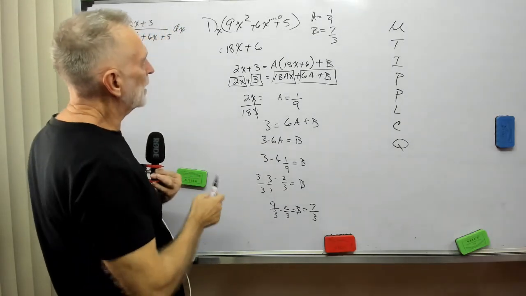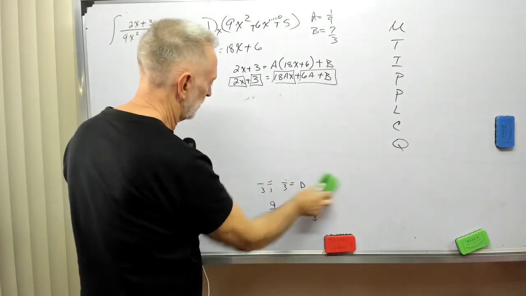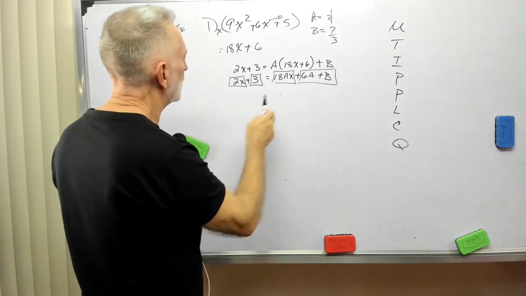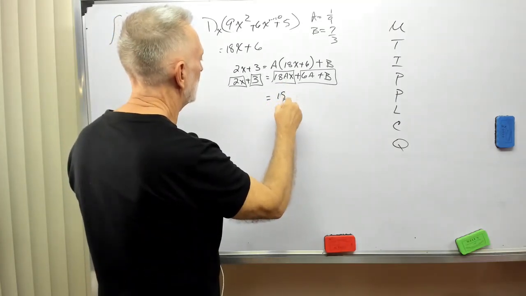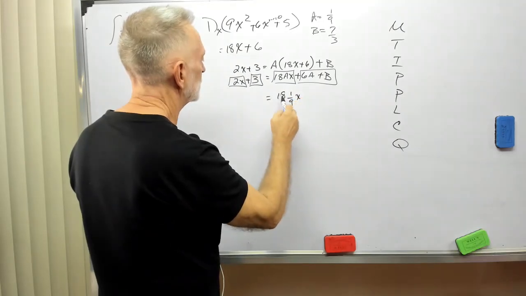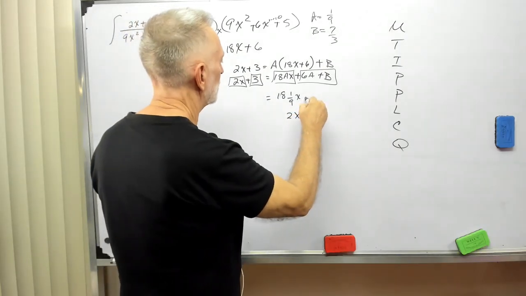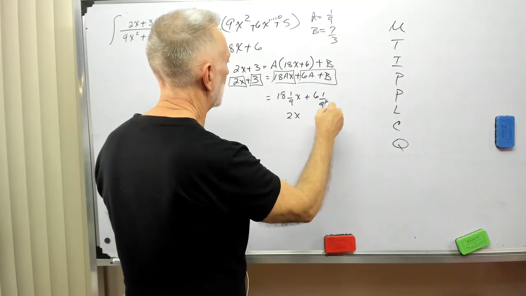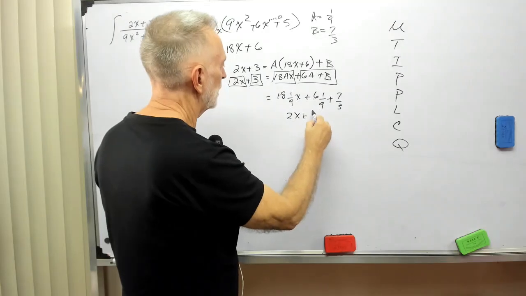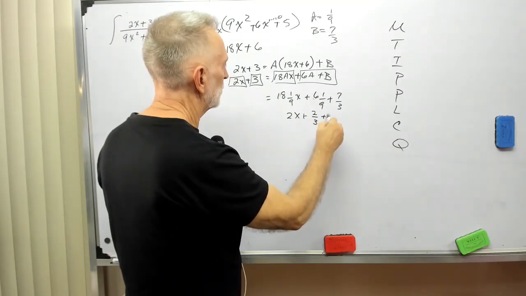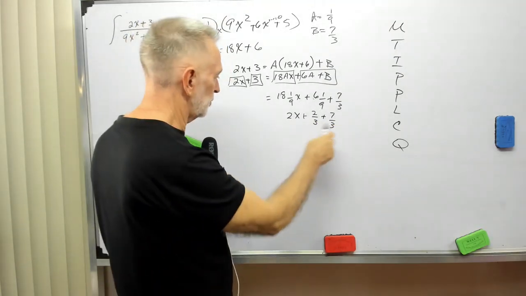Now if we were to go back and put that in, let's do that just to make certain. So a, 18 times 1 over 9x, so 18 over 9 is 2, so that equals 2x, plus 6 times 1 over 9 plus 7/3. 6 over 9 is 2/3 plus 7/3. That's 9 over 3, which is 3. So that's 2x plus 3.